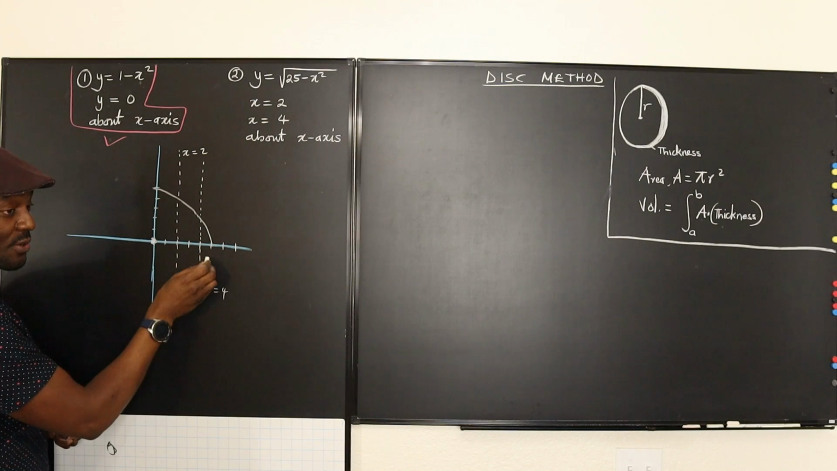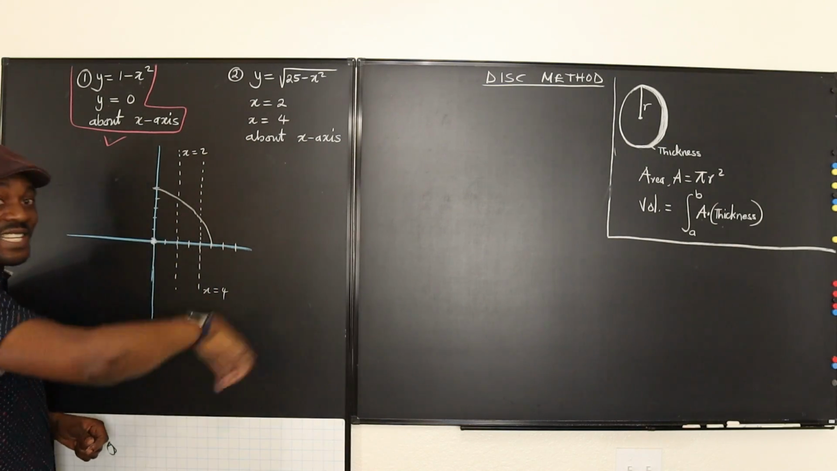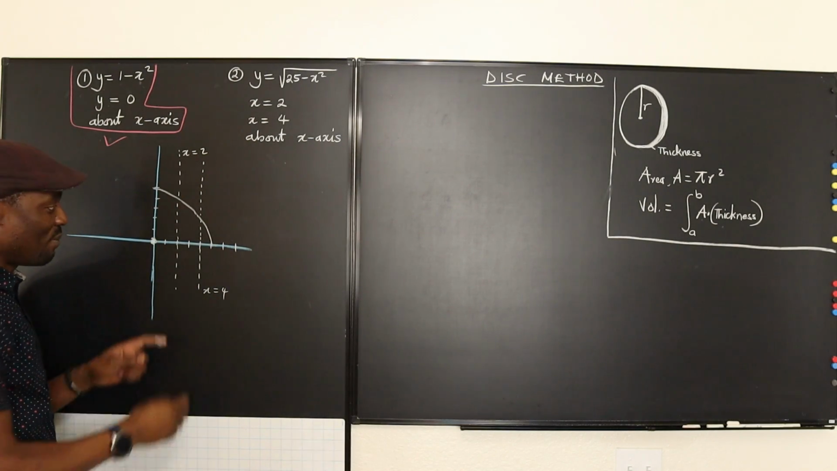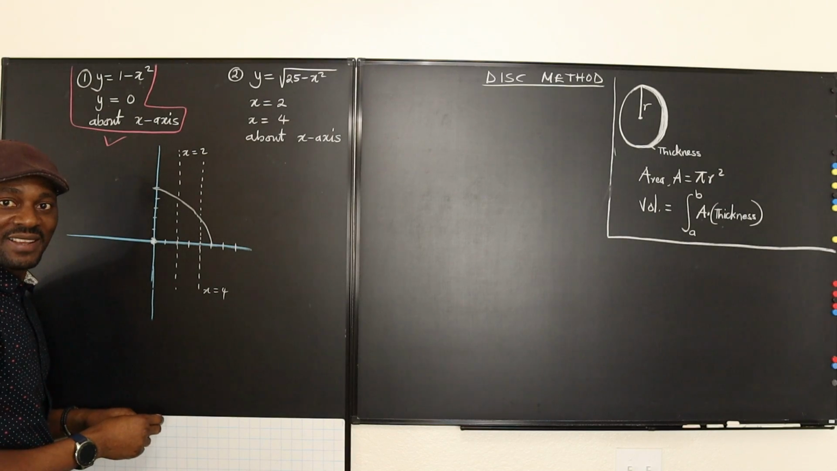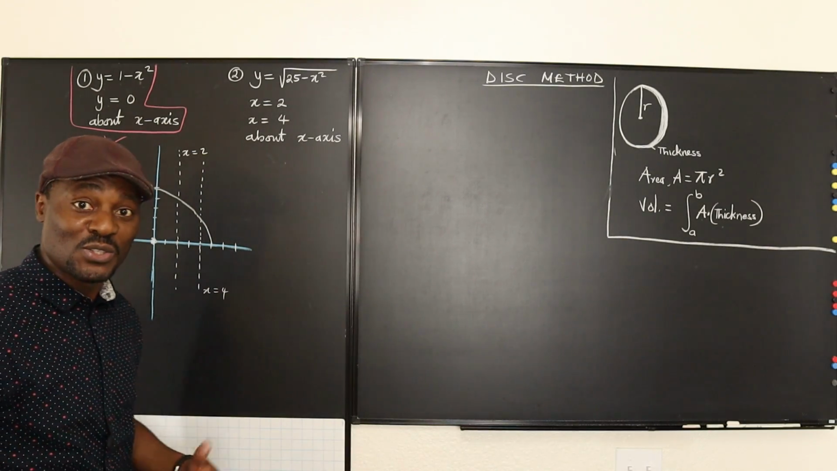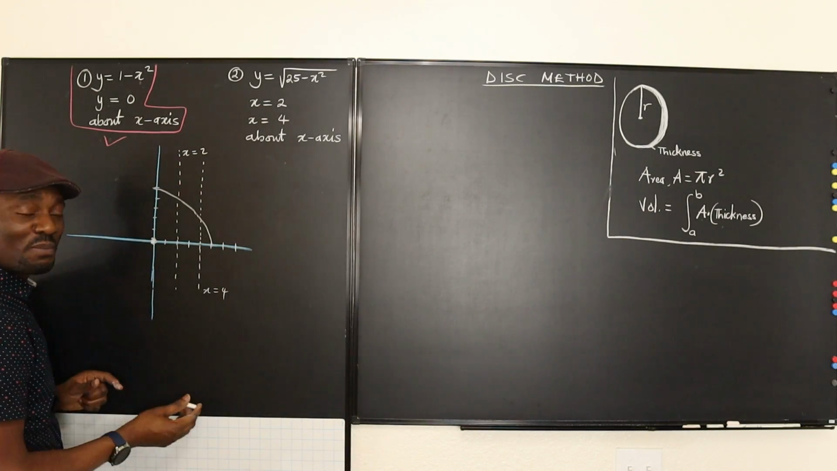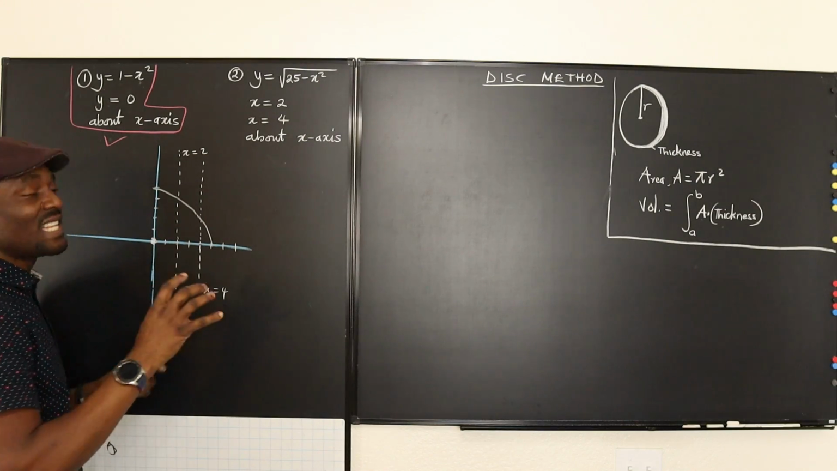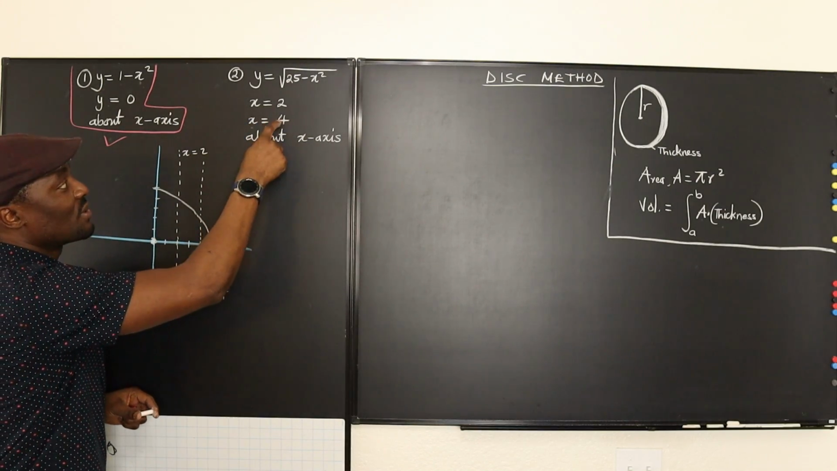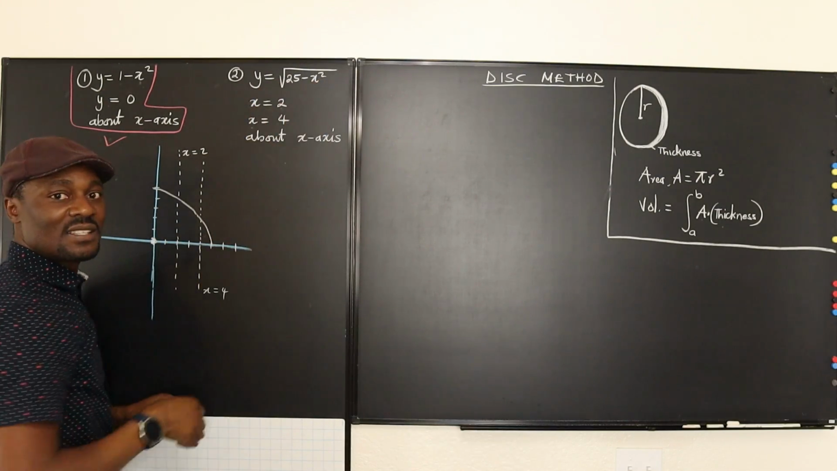Okay, that's a terrible circle, but you know what? I don't need the rest of the circle. The part I need has been generated. It doesn't matter how good your circle is. We don't need the rest of the part. You only need the part that is enclosed by x equals 4, x equals 2, and this expression.